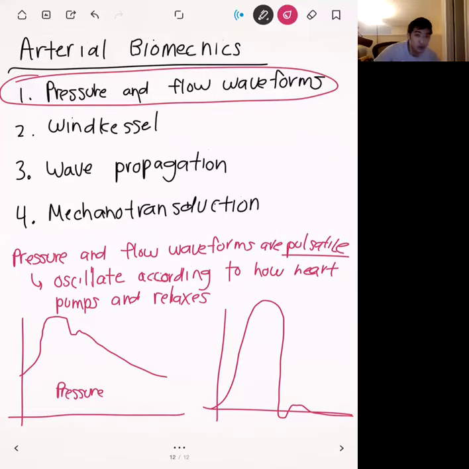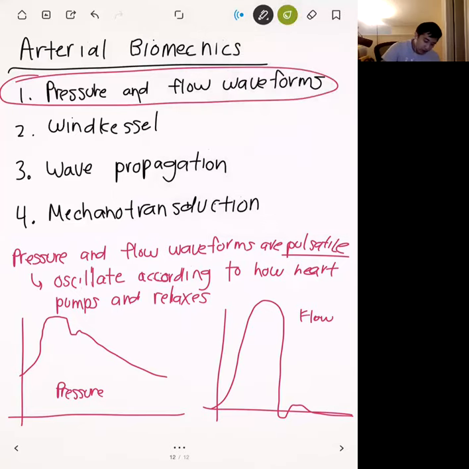Okay. And that's two other terms that I want you to know for this exam too. So systole and diastole, right? So remember, systole is what happens when the heart is pumping, and then diastole is what happens when the heart is relaxing. Okay? Systole is pumping, diastole is relaxing. Sometimes I get the words kind of jumbled up in my head.